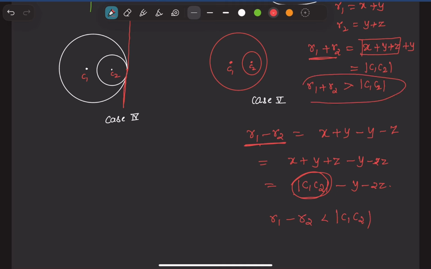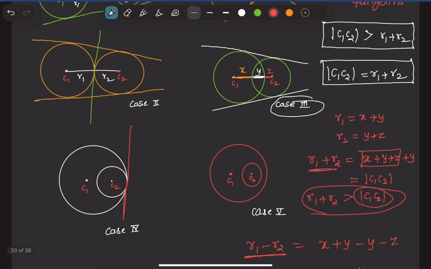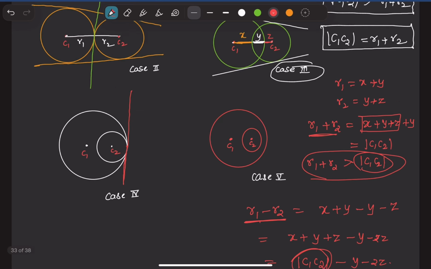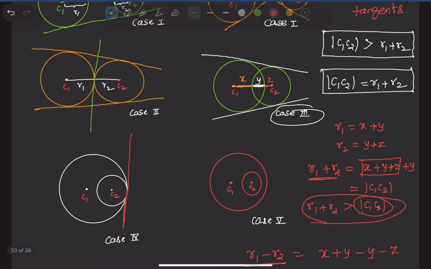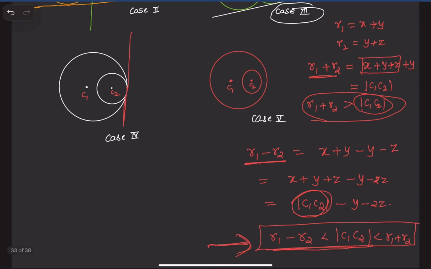So from here we got C1 C2 less than R1 plus R2, and from here we got R1 minus R2 less than C1 C2. Combining those two, you'll get R1 minus R2 less than the distance between the centers less than R1 plus R2 for case 3. This is for case 3. So if this happens, the two circles intersect each other at two different points. So now let us move to case 4.